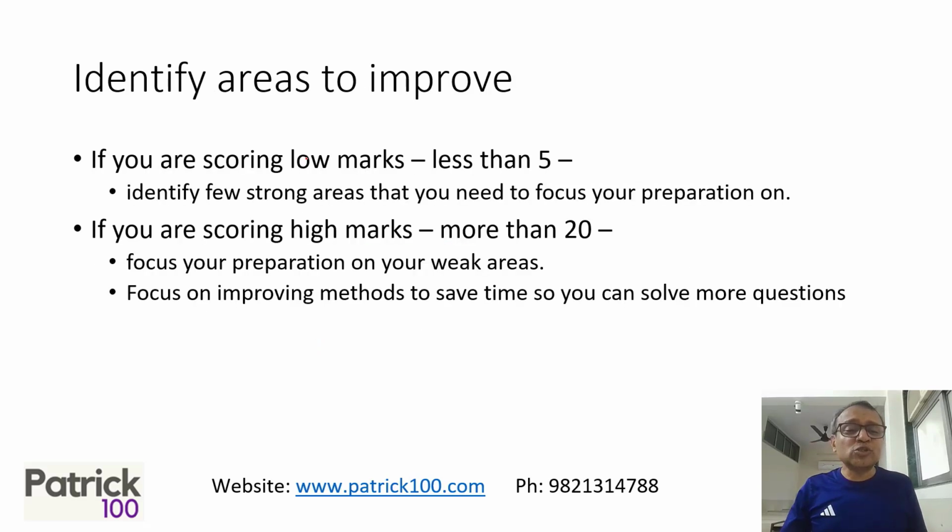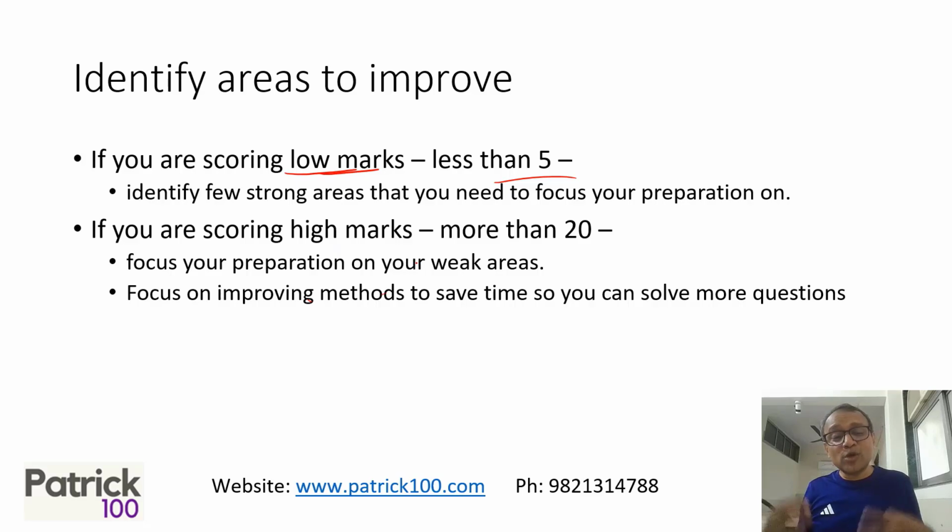Identify areas to improve. So suppose you're scoring low marks, that means your focus should be to clear the section cutoff. So you're scoring less than 5 marks. Identify a few strong areas where you can maybe get it right and clear the section cutoff. For example, if in maths I'm scoring less than 5 marks, then maybe I'll pick up 2-3 topics, focus on that, try to get questions on those correct, and try to get maybe 10 or 12 marks so that I can just clear the cutoff.